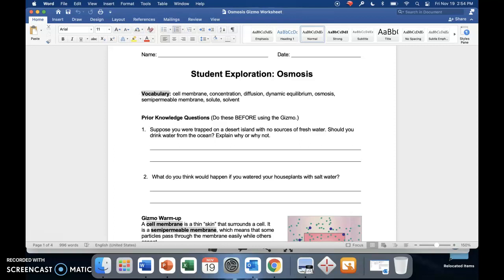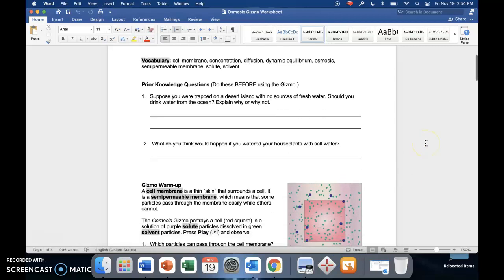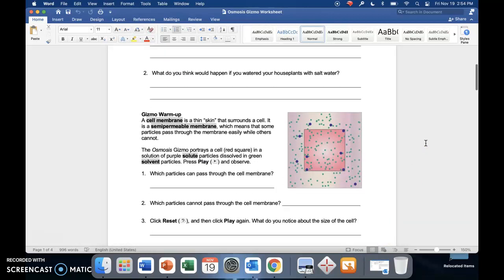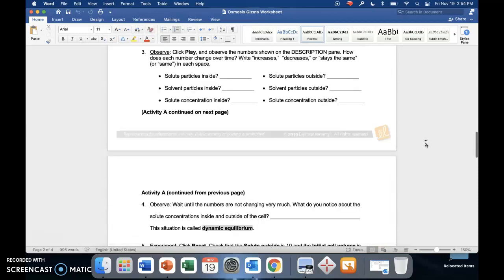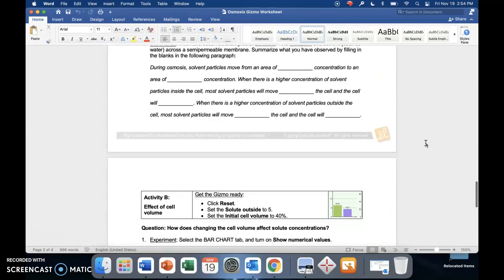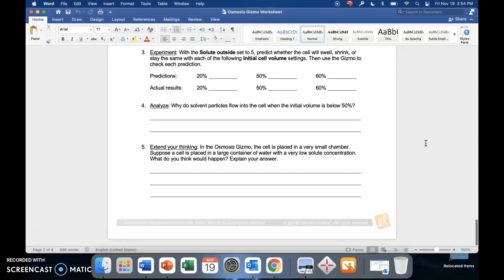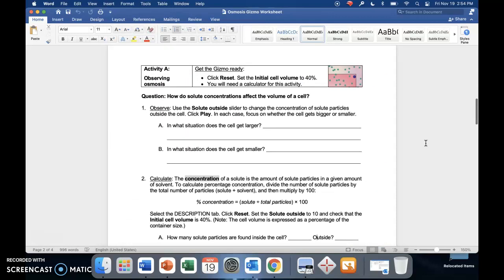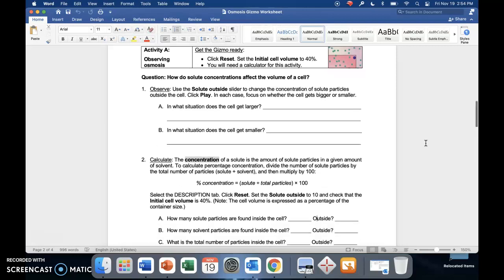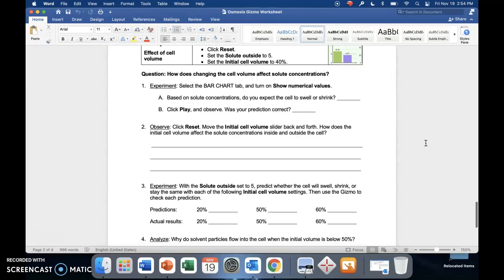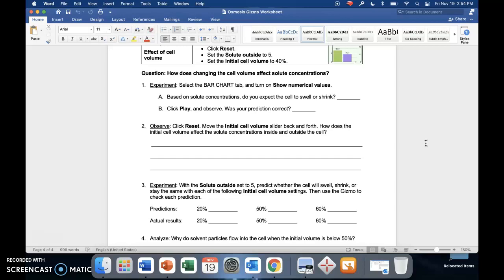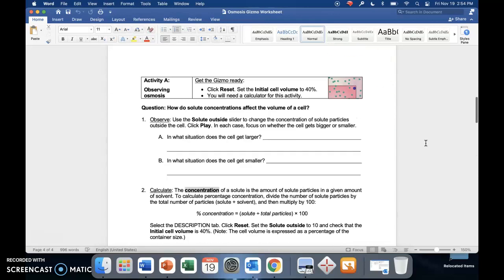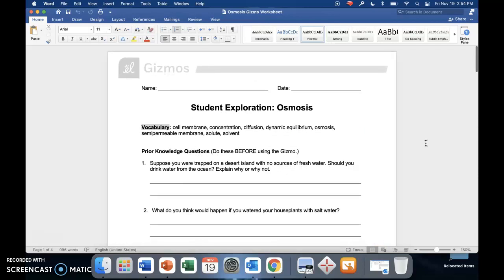Okay, this is what you're going to be doing, and just like we do with every class, I would like to go over the prior knowledge questions in the Gizmo warm-up to get you started, and then you will be completing Part A and Part B. You will be observing osmosis in Part A, and you'll see the effect on the cell volume or cell size in Part B. Okay, so let's go back up here real quickly.